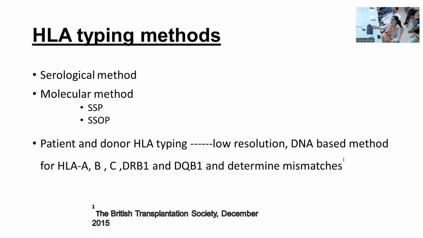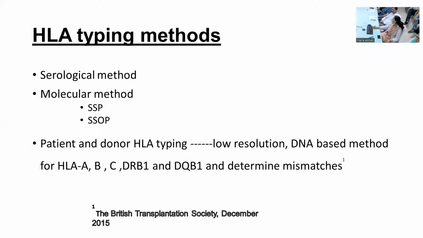Then comes the HLA methods. The serological method is obsolete. We are not doing it, but the molecular method, we are doing both these techniques. We are doing the HLA typing by both SSP and SSOP. And according to the British Transplant Society guidelines for the renal transplant, they recommend that the donor and the recipient typing for the HLA should be by low resolution for at least 5 loci.